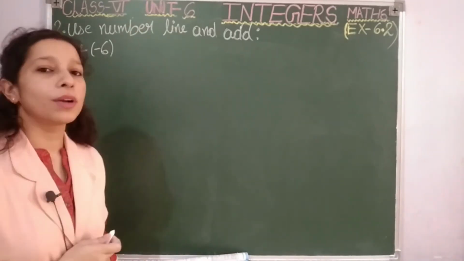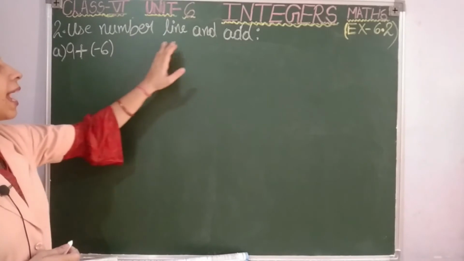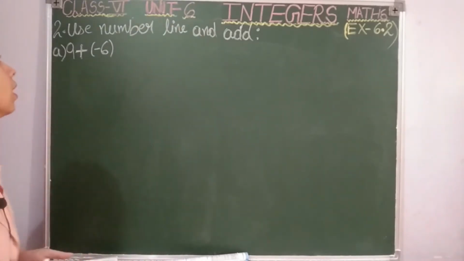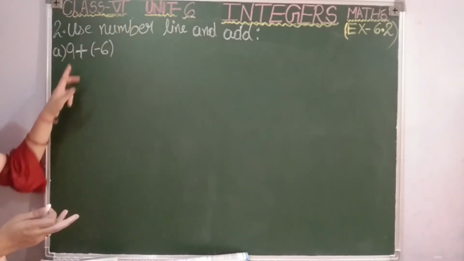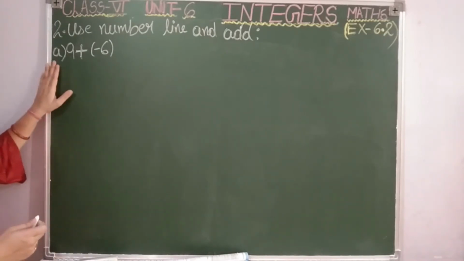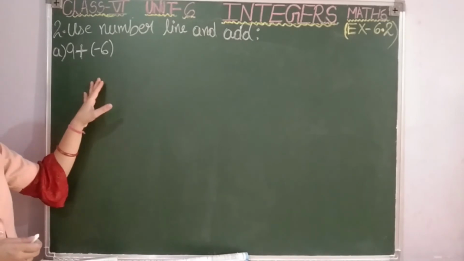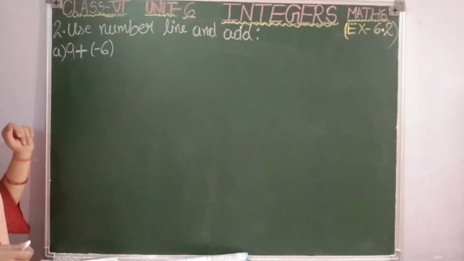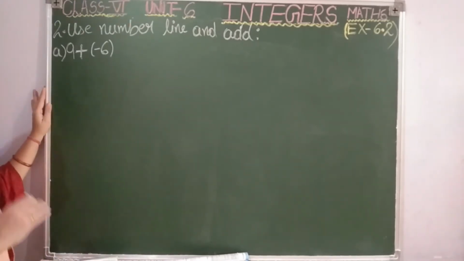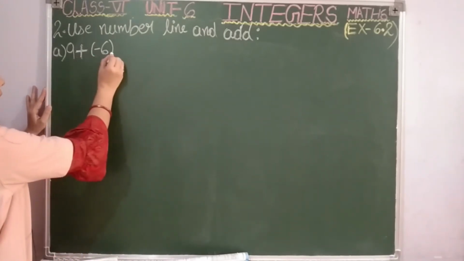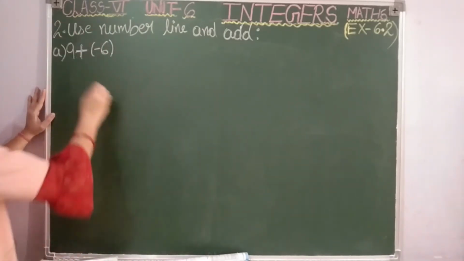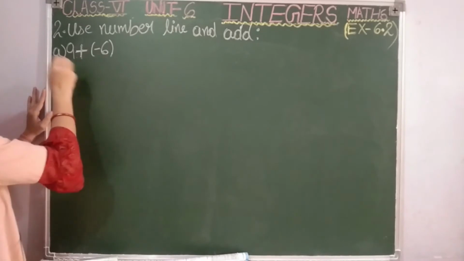Let us see question number 2 students. Use number line and add the integers. Okay, again we have to use the number line and we have to add. So students, first point, you have to add 9 plus in bracket minus 6, but using what? Using number line. Now understand students, 9 plus minus 6 means whatever operation you are going to do, you will be doing from 9.